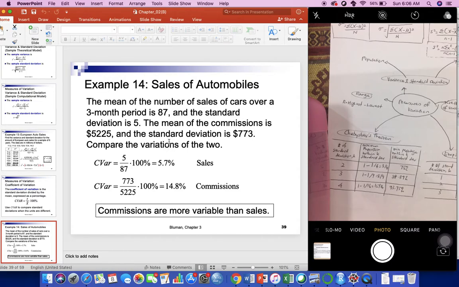For the coefficient of variation for the sales, take the mean, 87, put it here. The standard deviation is 5. Times 100%, you will get 5.7%. For the coefficient of variation for the commissions, you will get 14.8%. So when the question says compare the variation of the two, you just state the result: commissions are more variable than sales.